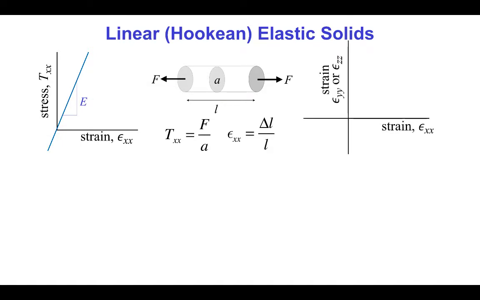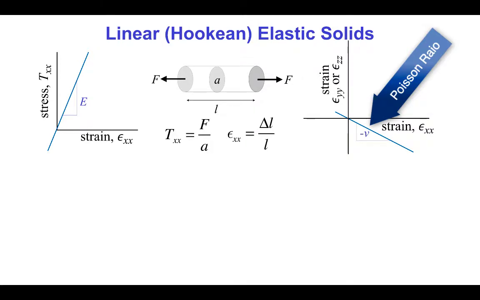In the same experiment, we could also measure strain in the transverse direction, so epsilon YY or epsilon ZZ, and plot that versus the axial strain. As we stretch axially, the specimen will shrink somewhat in the transverse direction. So for a positive epsilon XX, we'll have negative epsilon YY or epsilon ZZ. And the magnitude of the slope of that relation is called nu, the Poisson ratio. So the Poisson ratio measures the fraction of the uniaxial strain by which the sample shrinks transversely when it's stretched, or the fraction of the uniaxial compressive strain by which it expands transversely.